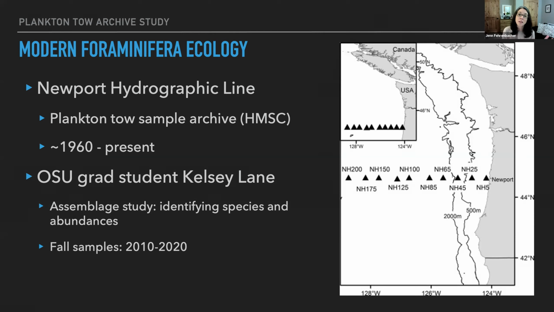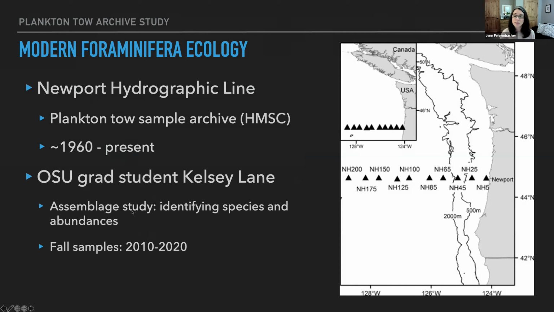So they had been collecting these samples to look at copepods, but they have forams in them. So this was an opportunity to go through these archived samples and generate data to look at what's been happening off the coast of Oregon over the last 10 years or so. The archive of sampling began in 1960, but Kelsey's work so far has focused on fall samples obtained over the last decade, so since 2010.